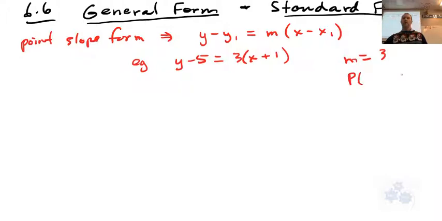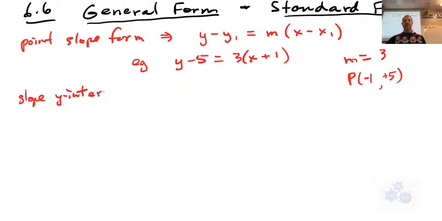What's one of the points on the line here that we know from this equation? The x value is negative 1, and the y value is negative or positive? It is positive 5, that's right. So negative 1 is always the opposite sign. Awesome. Okay, slope y-intercept form.